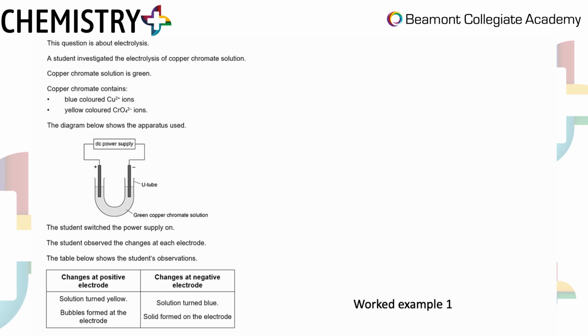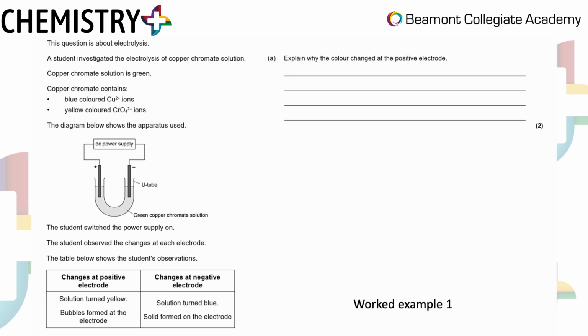Worked example 1. Lot of information to read here, so you could pause the video and read through first. Question A. Explain why the colour changed at the positive electrode. So what I should know is that the opposite is going to be attracted. Looking at the question, I have got a yellow coloured chromate ion as a negative ion.